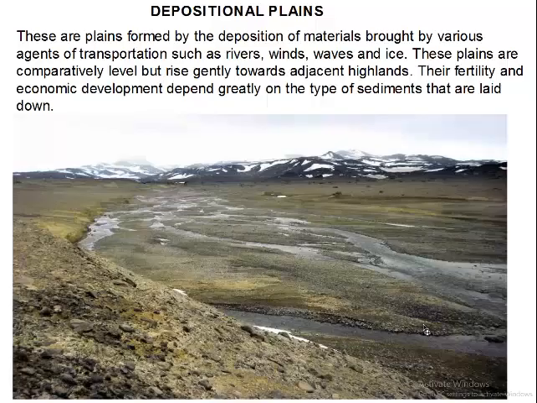Now we are looking at the third type of plain, that is depositional plains. Now, when we talk about depositional plains, we are talking about plains that are formed as a result of deposition. In other words, they are plains formed by the deposition of materials brought by various agents of transportation, such as rivers, winds, waves, and ice.